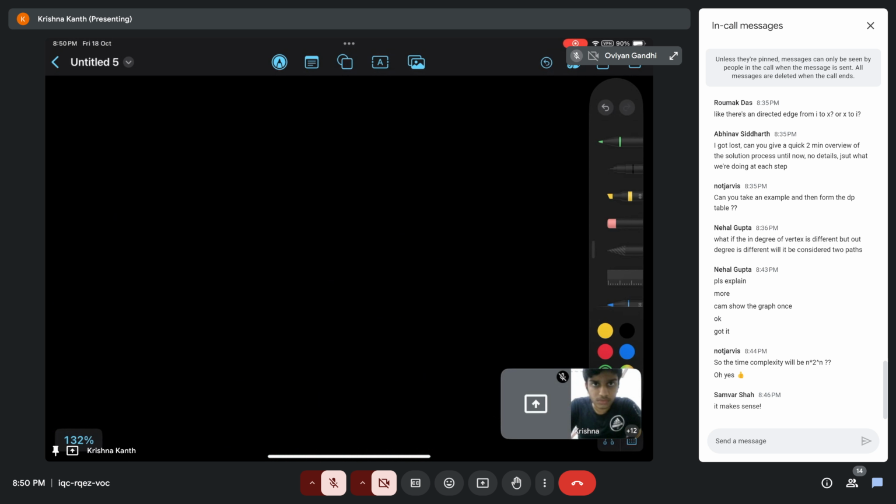Again, it should be obvious that it is Bitmask DP looking at the constraint here. Actually, it's a little bit of a different Bitmask DP because here you have p is less than 7, but n is quite large.